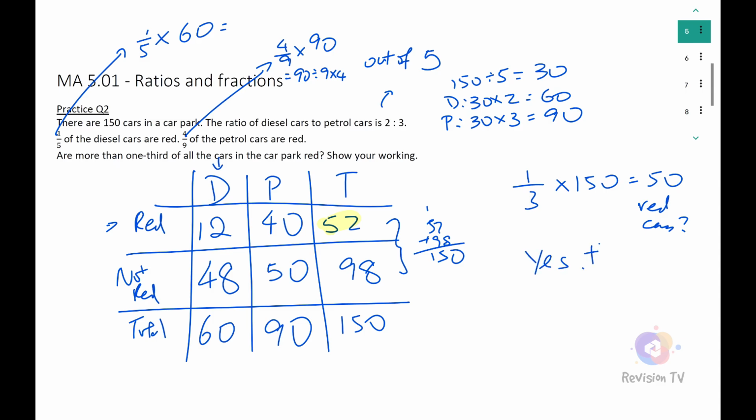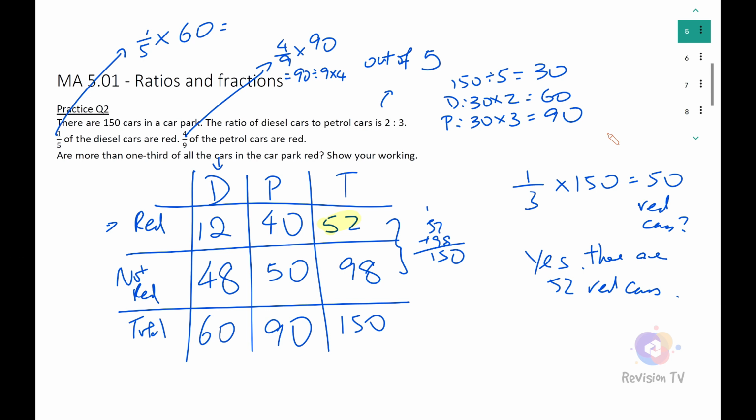Okay, there are 52 red cars, which is more than a third. Now in the exam, you can't just say yes or no. The reason is you do have to show all your working out. Otherwise, you get no marks for just saying yes or no. Because ultimately, if you don't show working, it's a 50-50 chance of guessing, and you won't get marks for just guessing.